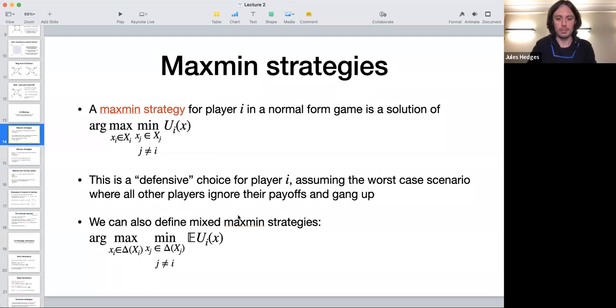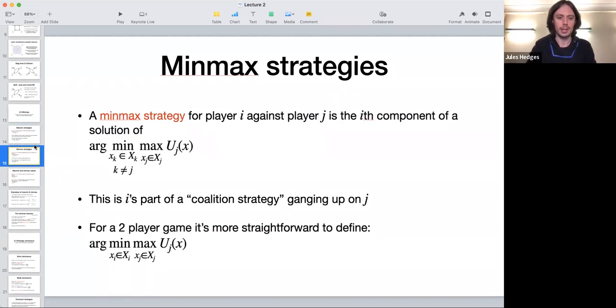We can also equally well define mixed max-min strategies. We just take maxima and minima over sets of mixed strategies, and we take expected utility. Now, this video has quite a lot of slightly annoying, confusing terminology. These are max-min strategies, and we also have min-max strategies. A min-max strategy for player i against player j is player i's component of a strategy profile that is ganging up on player j. So everybody apart from j is trying to minimize j's utility, but then j is trying to maximize it.